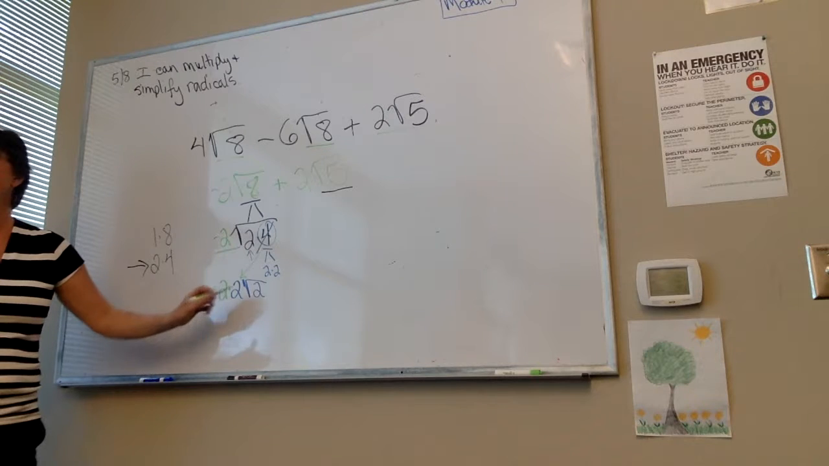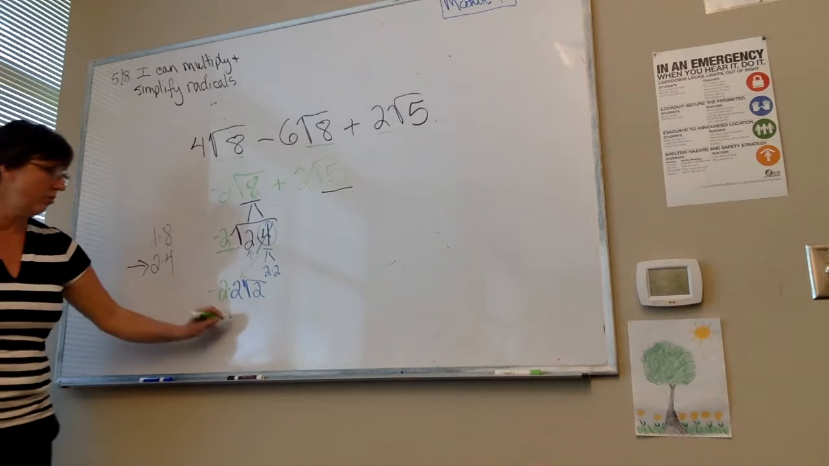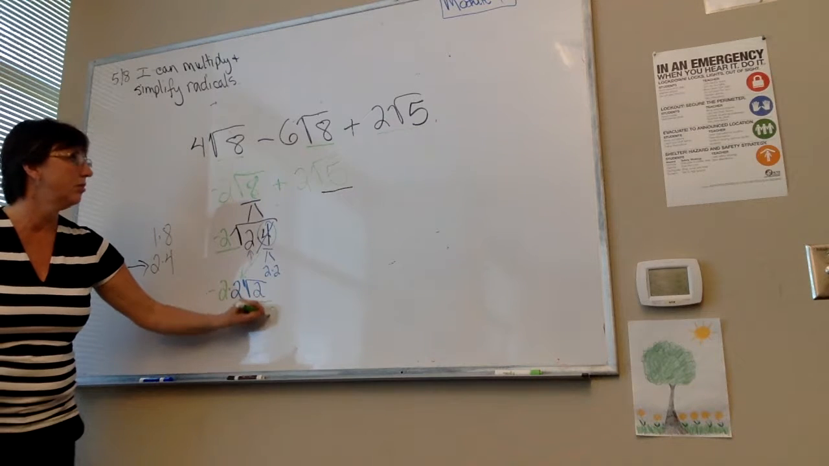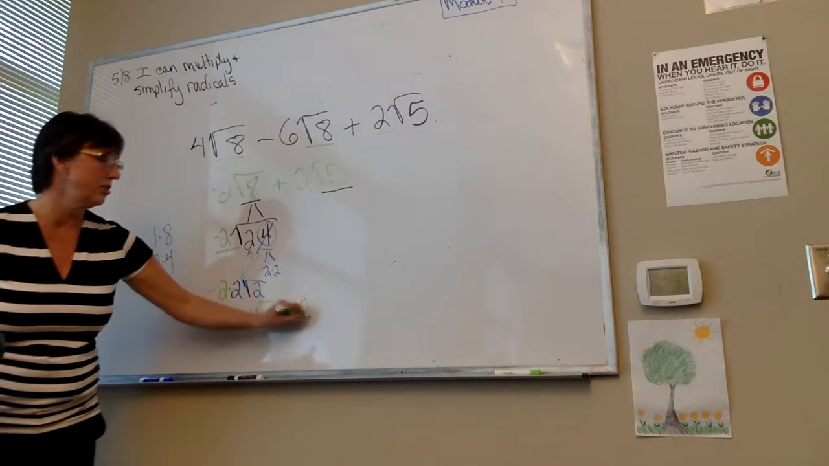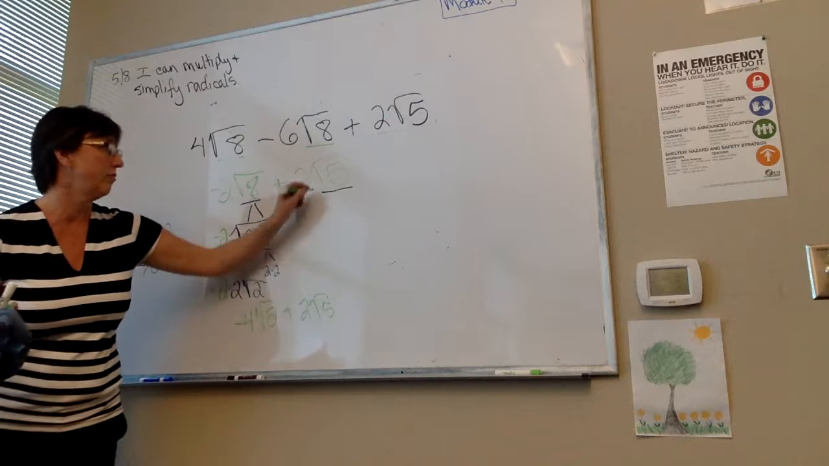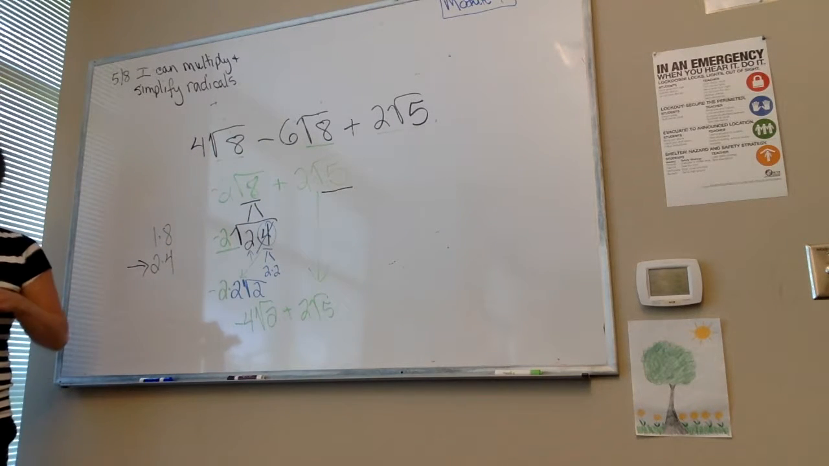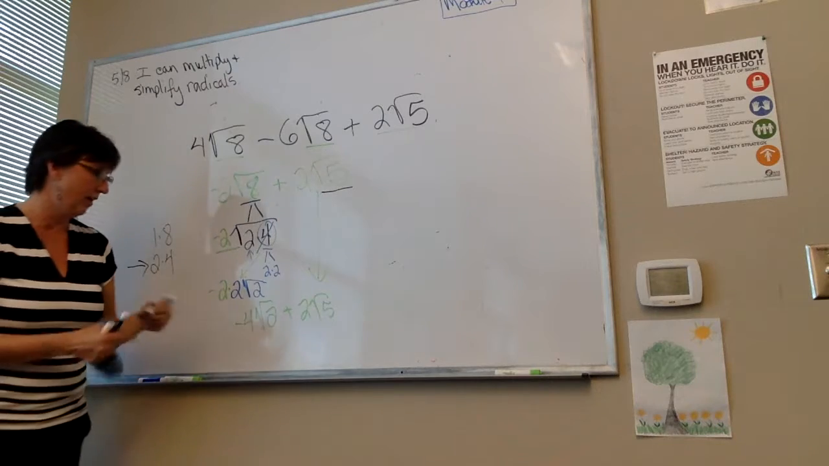So what's negative 2 times 2? Negative 4 square root 2, plus 2 square root 5. We bring this puppy down. And this is our final answer.